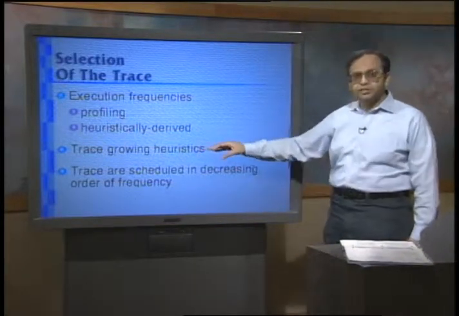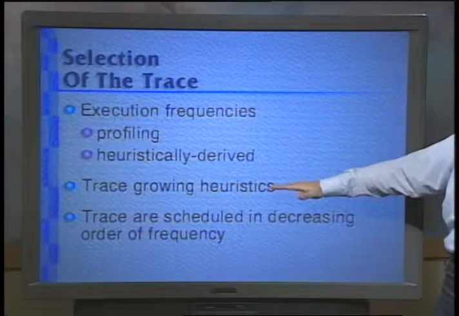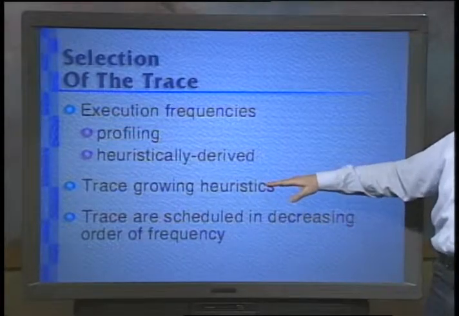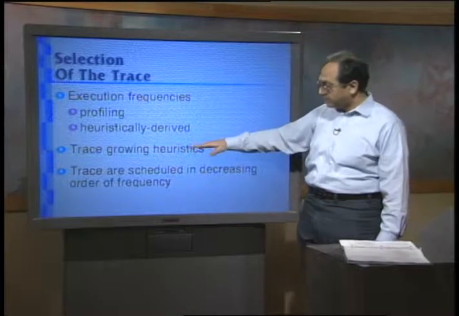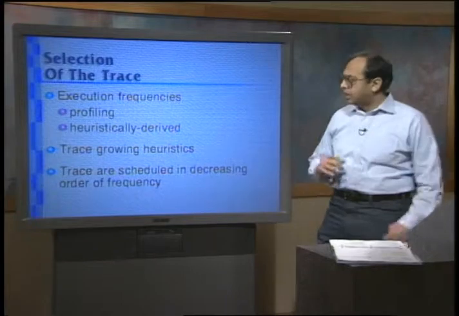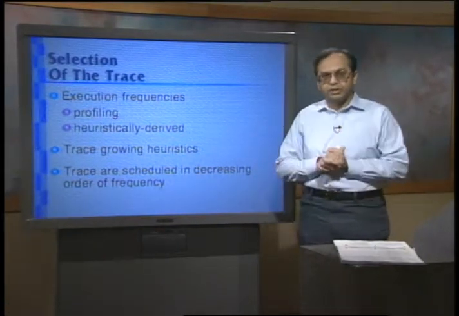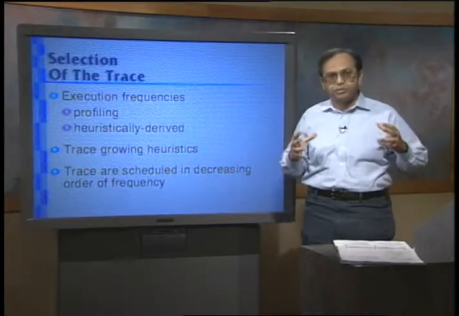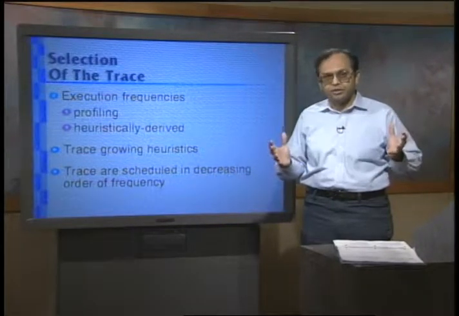The trace growing heuristics themselves can be quite complicated. In addition to the execution frequencies, a number of other issues are often taken into account. For instance, if you have a procedure call in a basic block, that could break a trace, and a number of other such considerations. And as I mentioned, these traces are not only picked but scheduled in decreasing order of execution frequency. And what that tends to do is it tends to take the most frequent part of the code and schedule that in preference to the rest of the code.